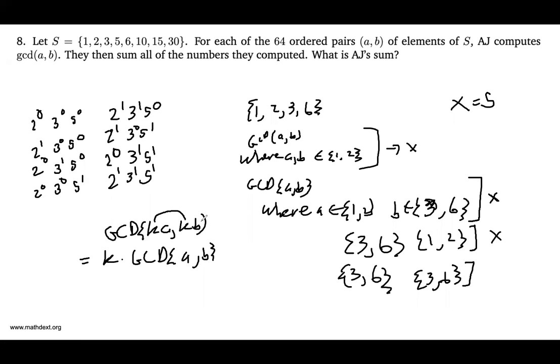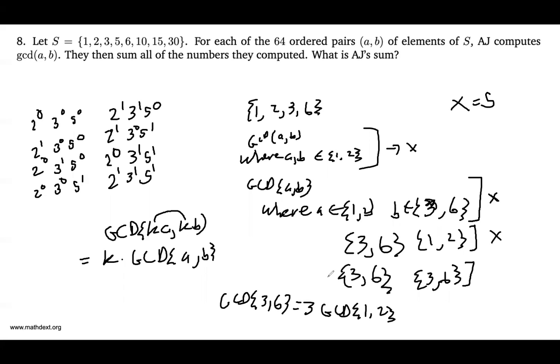And essentially what we can do is factor out a K, just because both of them are divisible by K, and take GCD of A, B instead. And by that logic, if A and B are both multiples of 3, we can just factor out a 3 from GCD of A and B. So for example, GCD of 3 and 6 is equal to 3 times GCD of 1 and 2.